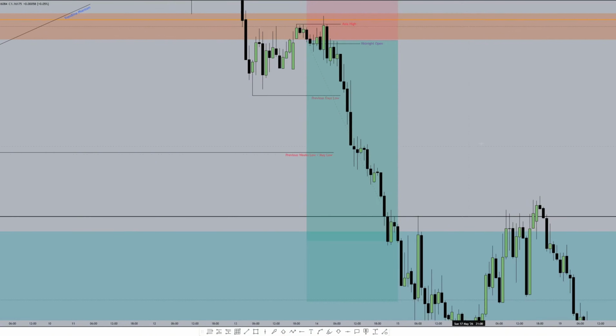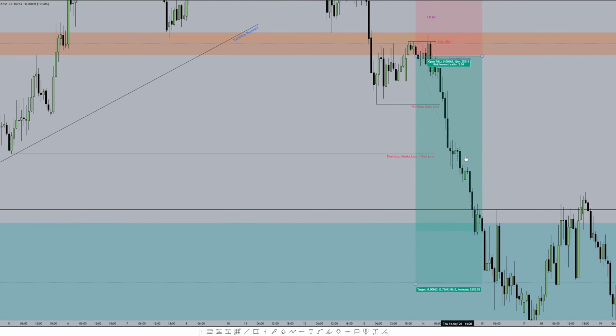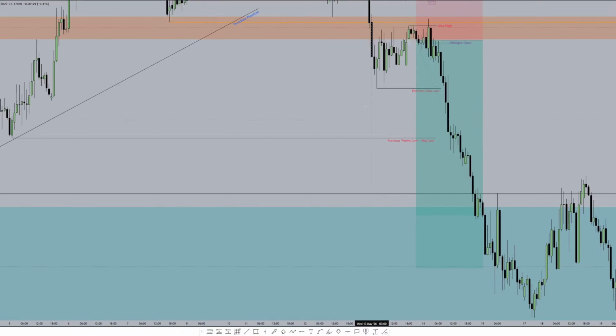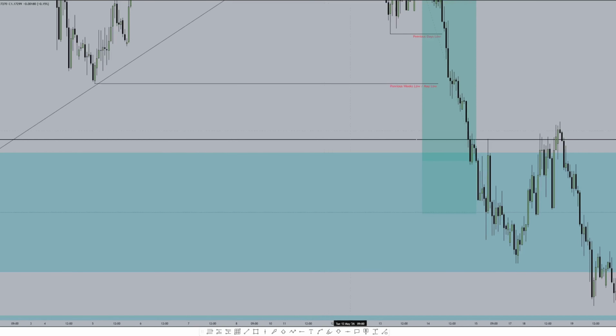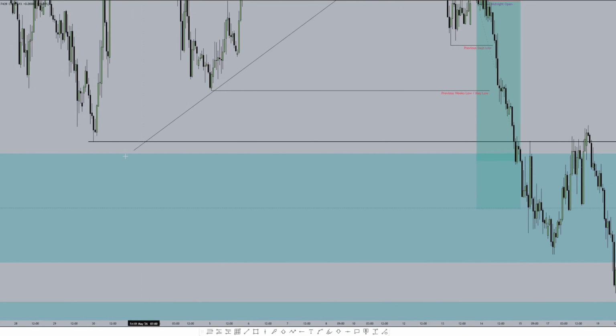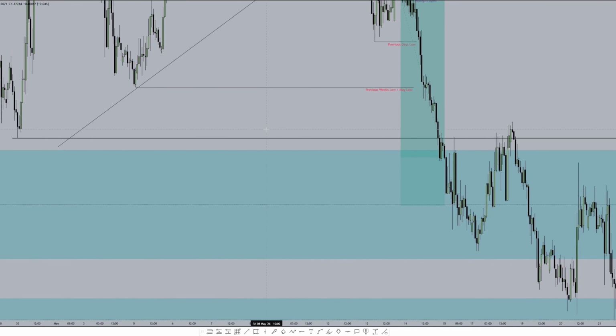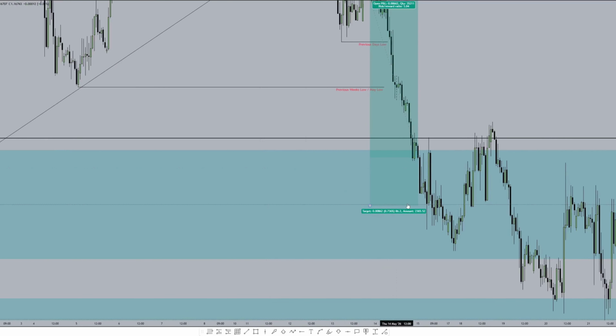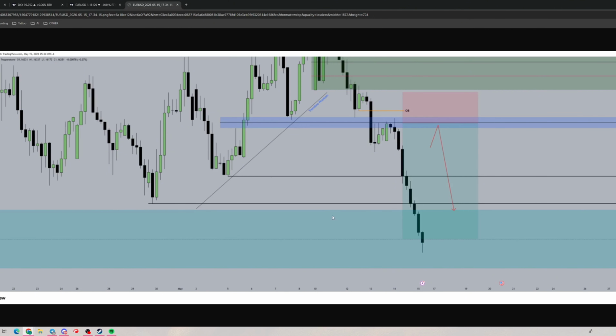And then we just keep traveling lower and lower and lower until we eventually reach the previous day's low, the previous week's low, and then where I sold off the majority of my position was the Thursday, 30th of April low, and then I held the remainder of my position to the midpoint of this daily discount imbalance. So here is the actual result of the trade.